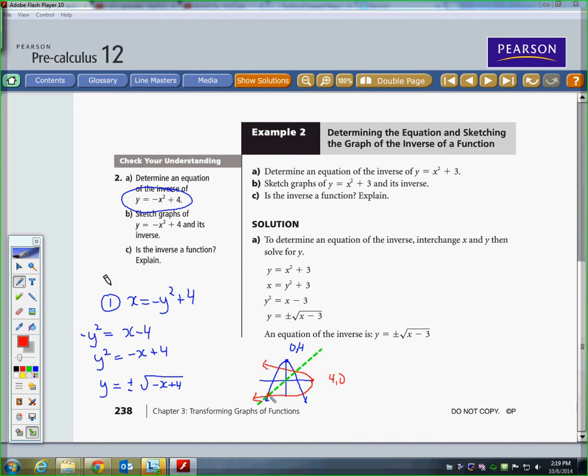Okay, so any point that's on that y equals x is going to be on the inverse function, and this 0, 4 becomes the 4, 0. Is the inverse a function? No, it's not. Okay, because it doesn't pass the vertical line test.